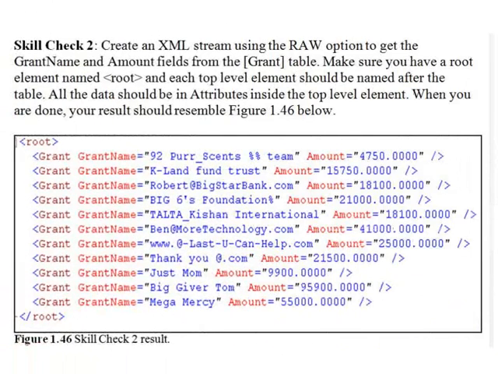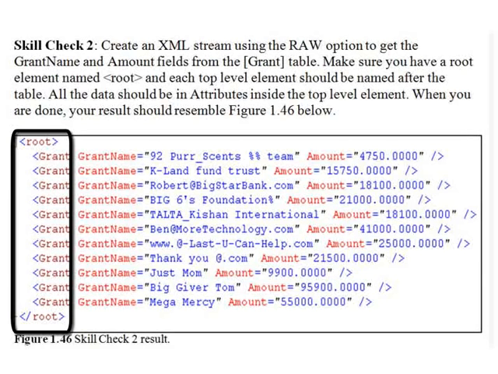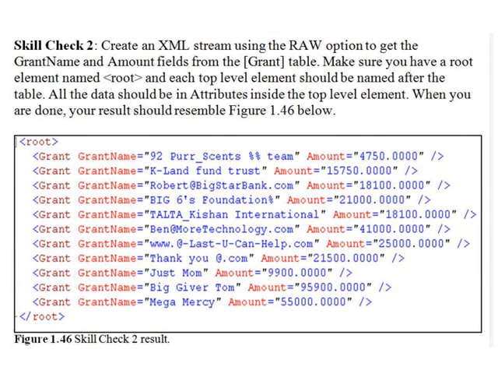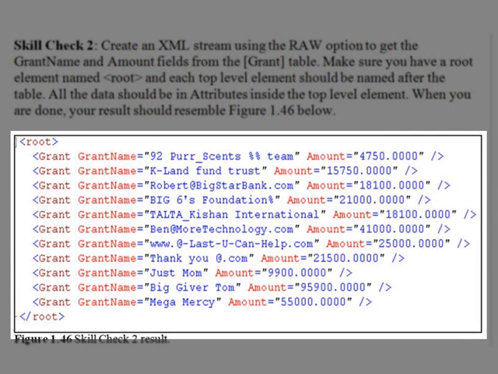Skill Check 2. Create an XML stream using the raw option to get the grant name and amount fields from the grant table. Make sure you have a root element named root, and each top-level element should be named after the table. All the data should be in attributes inside the top-level element. When you're done, your screen should resemble the figure you see here.